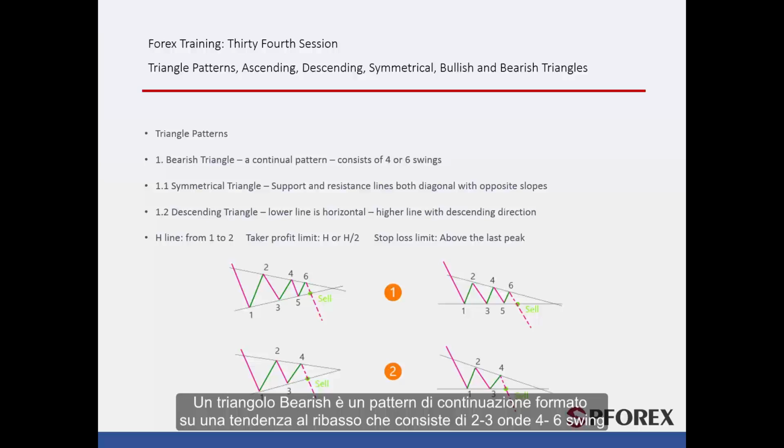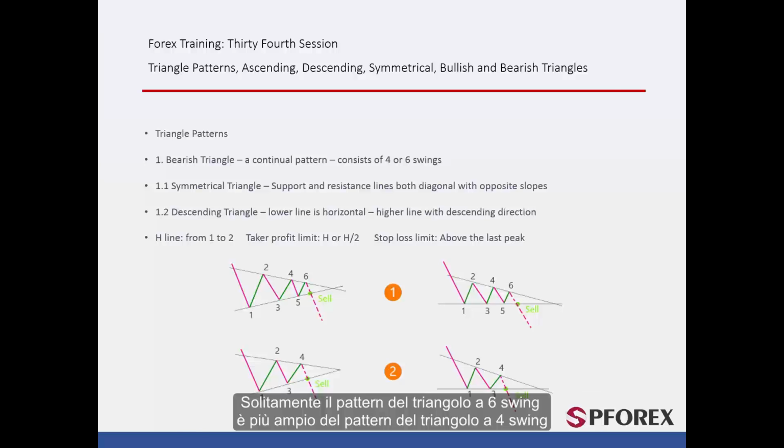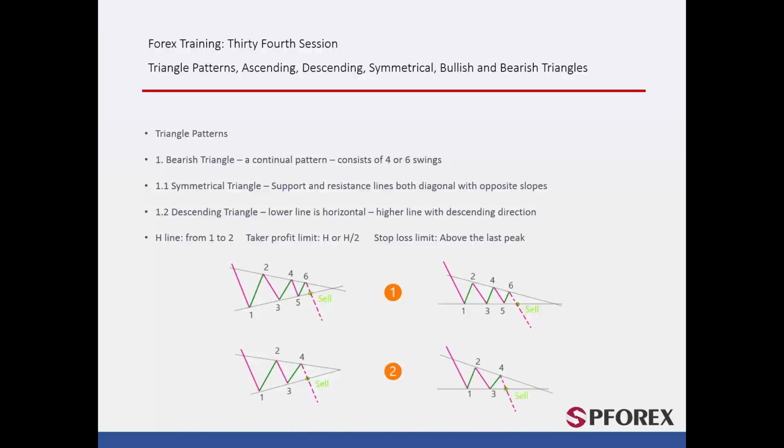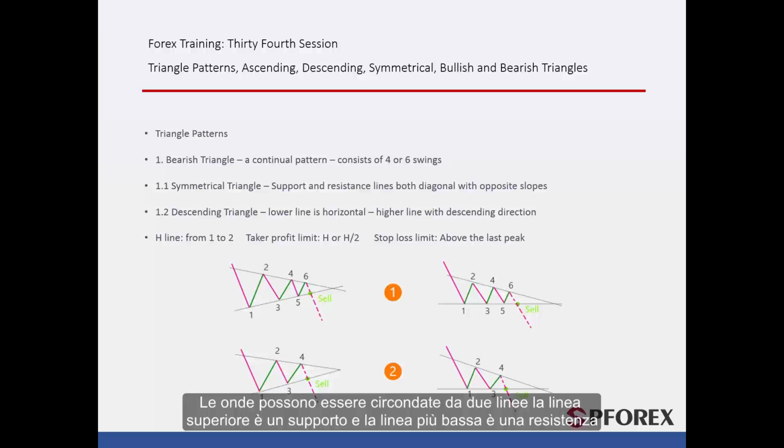A bearish triangle is a continual pattern formed on a downtrend which consists of 2 to 3 waves and 4 to 6 swings. Normally, 6-swing triangle pattern is wider than a 4-swing triangle pattern. Waves can be surrounded by two lines. The upper line is a support and the lower line is a resistance. In a symmetrical triangle, both support and resistance lines are gradient with opposite angles.